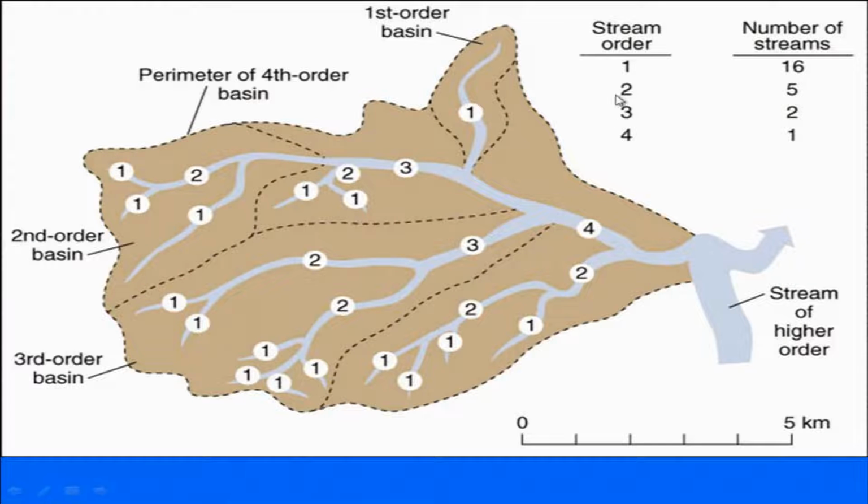The second order is 5, third order is 2, and fourth order is 1. So fourth order is the final one here. The ratio you will get is between the first order, for example, and the second order, and the next higher order streams.